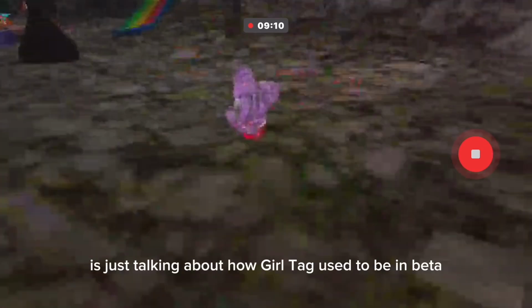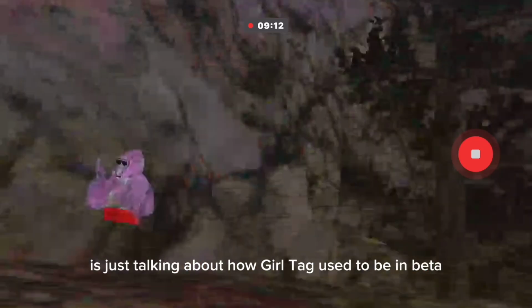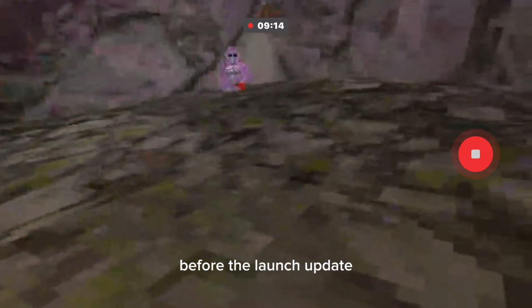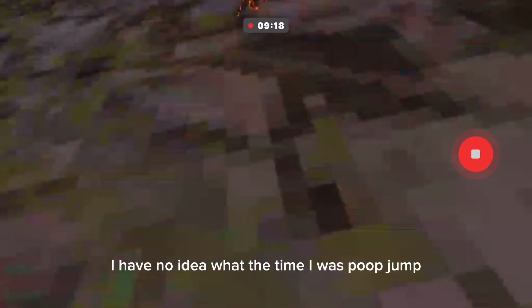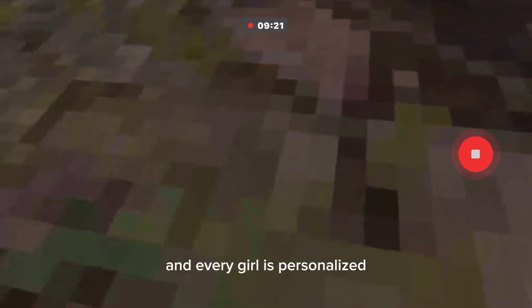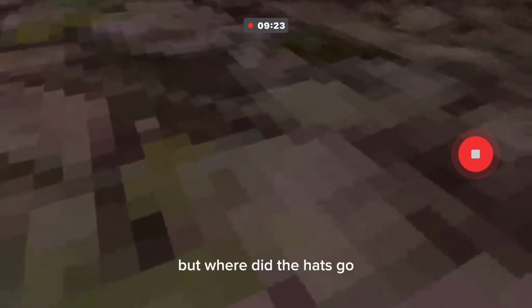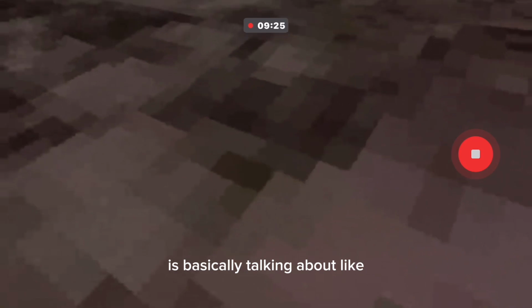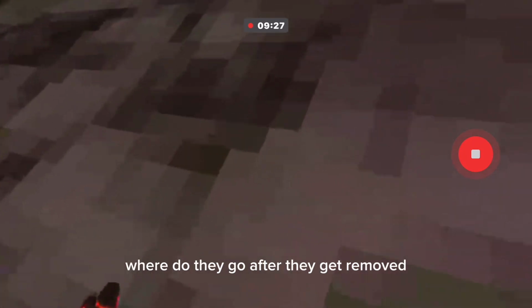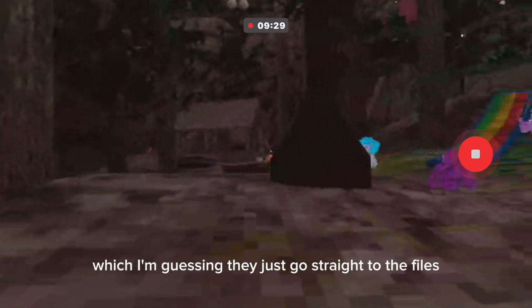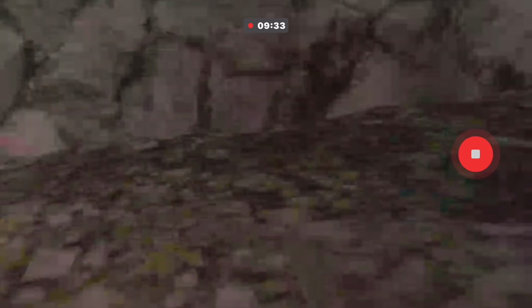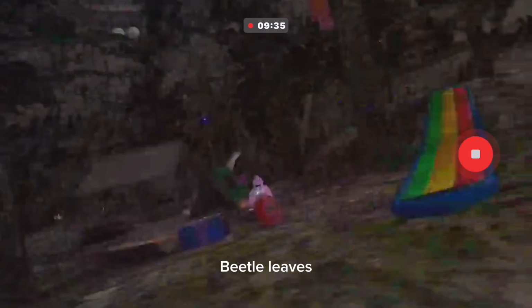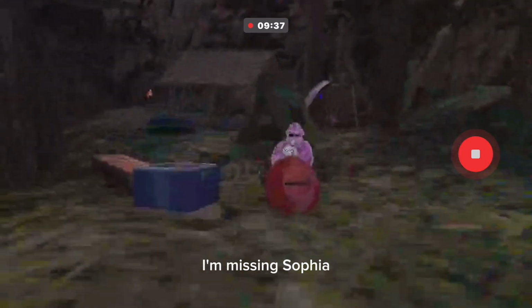Then 90 degrees running, I'm guessing that's just basically bear climbing and stuff like that. Gorilla Tag Beta is just talking about how Gorilla Tag used to be in beta before the launch update, which was a good update. I have no idea what they're talking about with poop jump and every gorilla is personalized, but where did the hats go is basically talking about where do they go after they get removed, which I'm guessing they just go straight to the files. Oh, Gorilla Tag Beta leaves is just the launch update, I'm guessing.